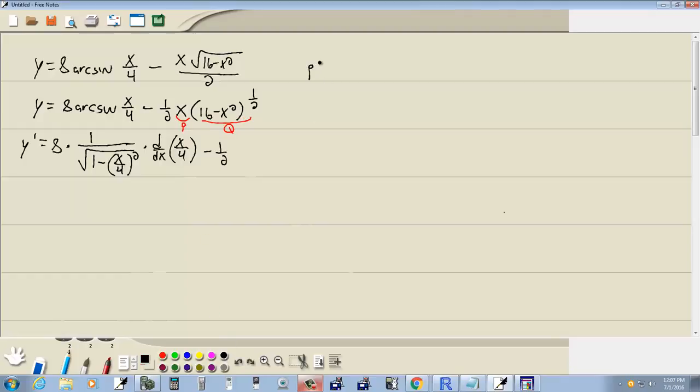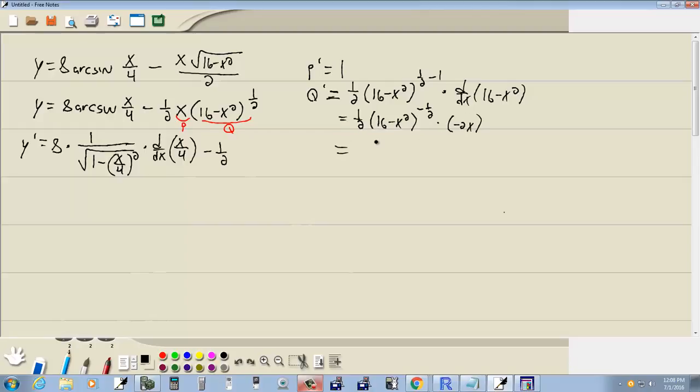I need p prime. The derivative of x is 1. I also need q prime. And the derivative of this is a chain rule. The derivative of this becomes 1/2. Take your power, put it out in front. What's inside your parentheses remains as is. Lower your power by 1 times the derivative of what's inside the parentheses. So that's going to give us 1/2 times 16 minus x squared, 1/2 minus 1 is negative 1/2. And the derivative of 16 is 0. That drops away. The derivative of negative x squared is negative 2x.